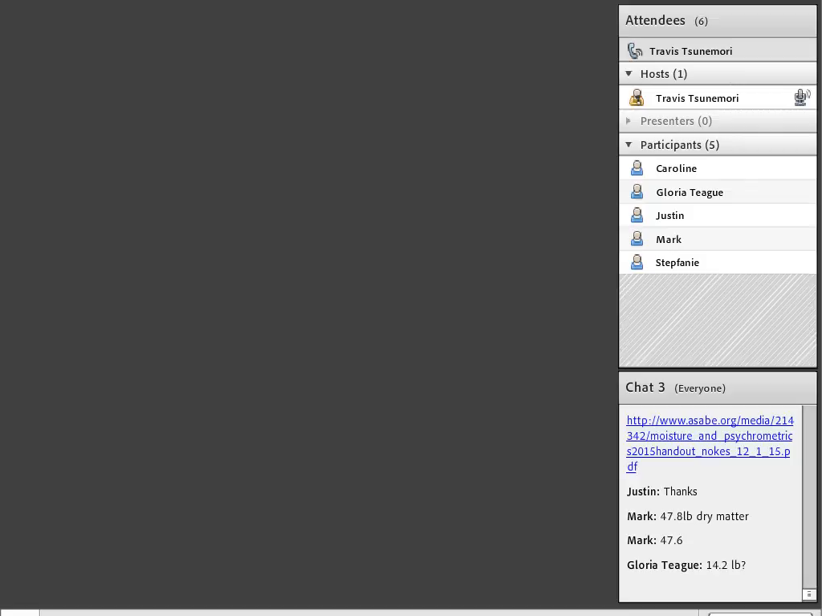Okay, but that's not really where the power of the psych chart comes in. The power of the psych chart comes in from these psychrometric processes. So we can estimate how much heat we need to add, how much heat we need to remove. So we can actually size equipment off the psych chart.